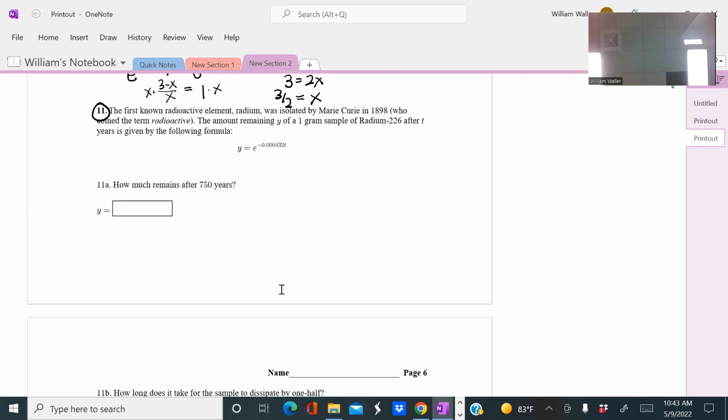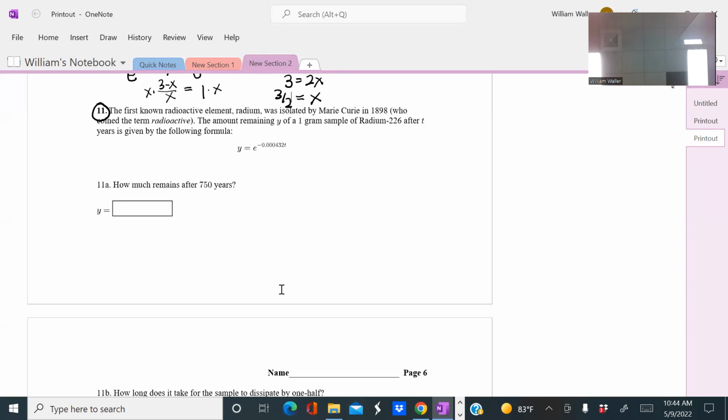This was a major event in science, and it took Marie Curie a long time. Her and her husband, they worked for many years to isolate this very small sample of radium, 1 gram, only 1 gram. It took them several years to do that. So what this formula tells you is the amount remaining of 1 gram of radium after a given number of years. So the amount is in grams, and the elapsed time here is years, okay?